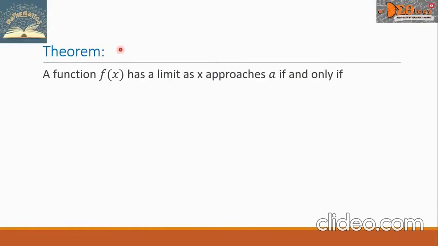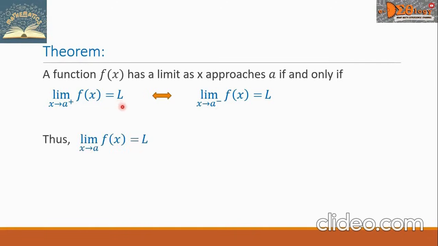Now let us consider this theorem. A function f of x has a limit as x approaches a if and only if the limit of f of x as x approaches a from the right side exists and the value is L. Also, the limit of f of x as x approaches a from the left exists and the value is also L. In other words, the right-hand limit must be equal to the left-hand limit and the common value is L. In that case, we can say that the limit of the function f of x as x approaches a, this is now the two-sided limit, is also that same value which is L.